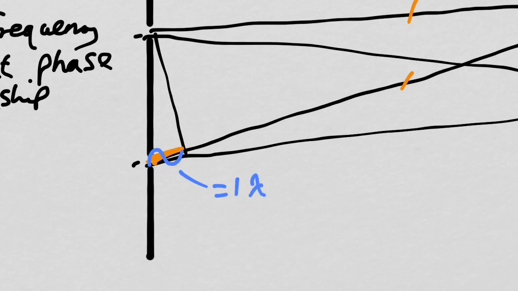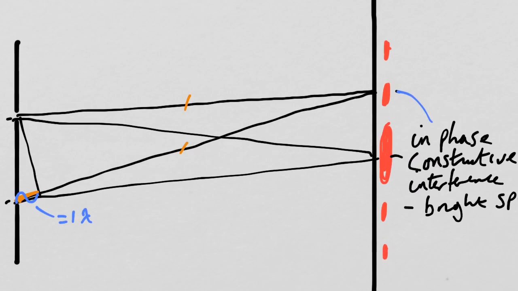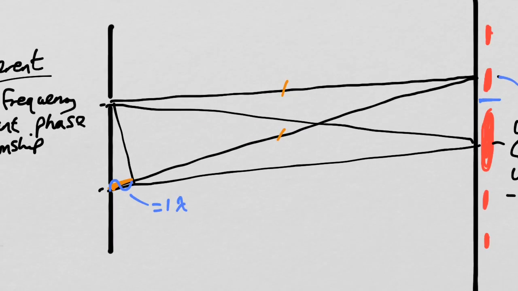Now, if you were to look at a dark spot, for example here, then the path difference will be half a wavelength. If the path difference is half a wavelength, they will arrive at the screen in antiphase, meaning that they will arrive 180 degrees out of phase. So they will cancel each other out and you'll get complete destructive interference and therefore a dark spot on the screen.